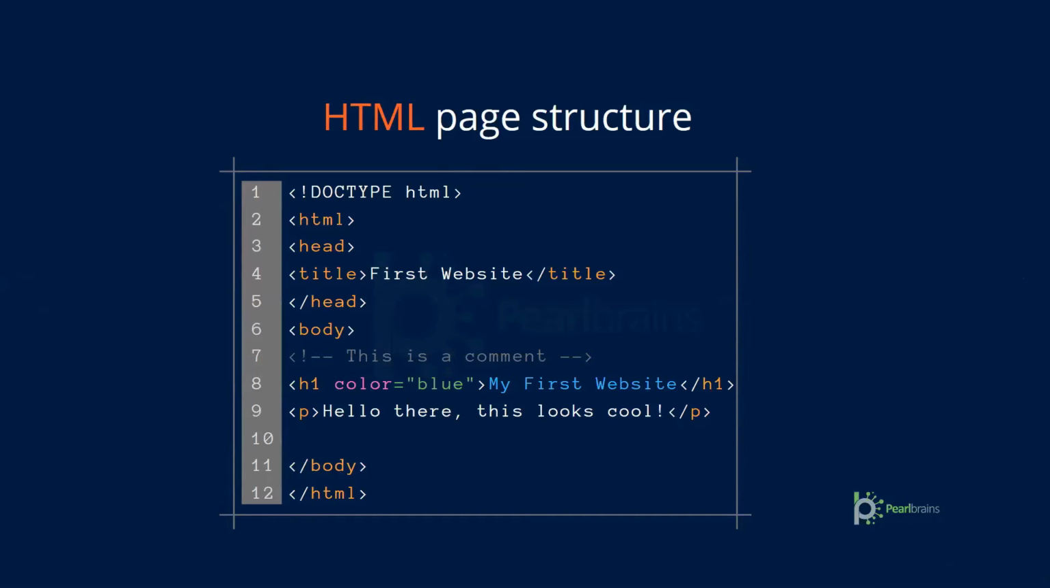So then line number 2, the HTML tag. Whatever you see in these angle brackets is a tag. Tags are enclosed in angle brackets. So the HTML tag is the one that holds the whole page, or the whole file of your HTML page.